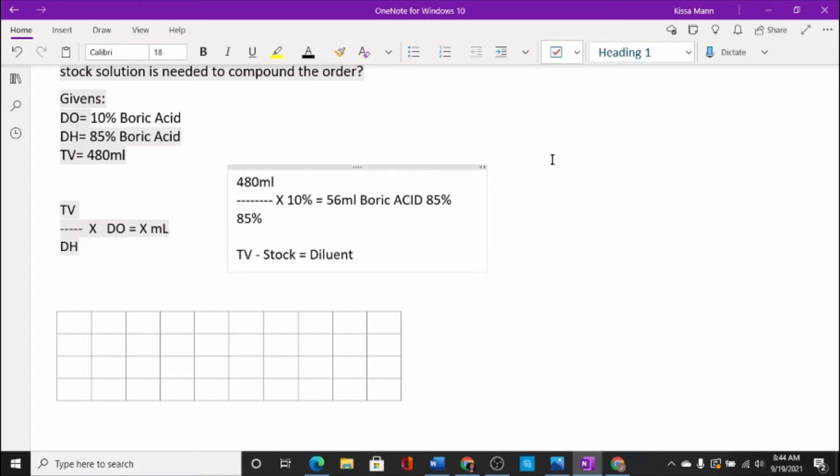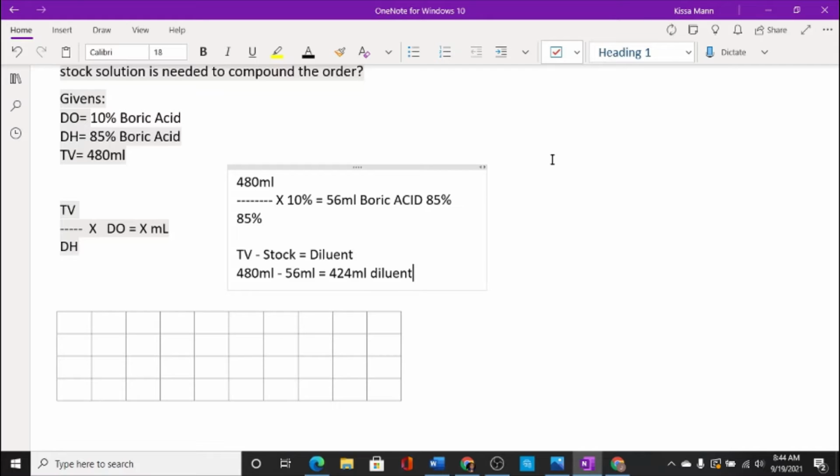I'm going to just put stock because we've already solved for it. Or you say total volume minus your answer equals your diluent. So let's go ahead and still plug and play our numbers. 480 milliliters of total volume minus how much stock solution needed to compound, 56 milliliters, will lead us to 424 milliliters of diluent needed to compound our product.